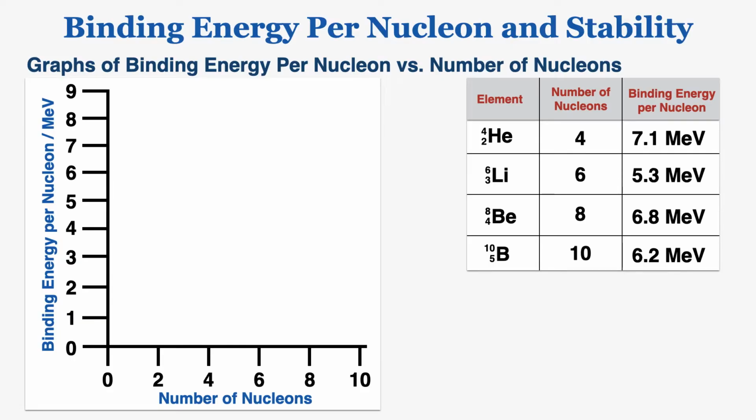If I were to place these on the graph, it would look something like this. Helium would go here because it has 4 nucleons and 7.1 mega-electron volts per nucleon. And then lithium would go here, beryllium would go here, and boron would go here. And these values are fixed. All atoms of the same element and isotope will have about the same binding energy per nucleon. So this graph is telling me where all atoms of that element and isotope appear on the binding energy per nucleon per number of nucleons graph.